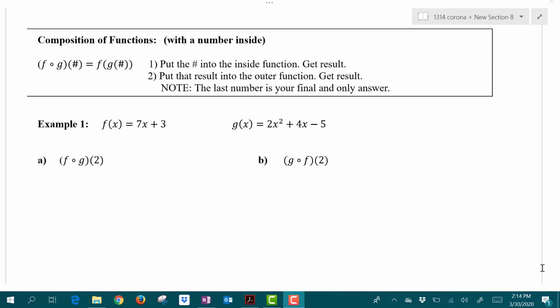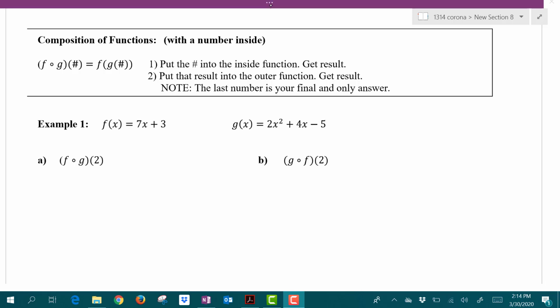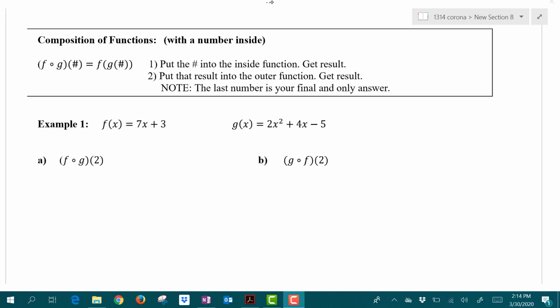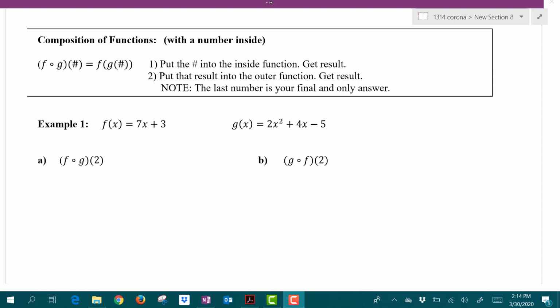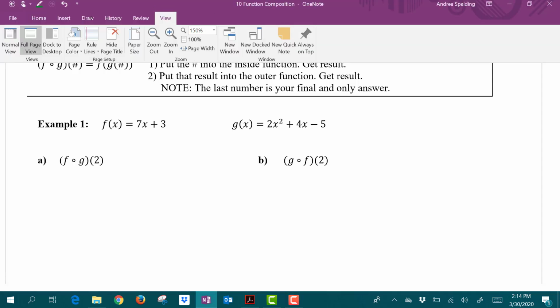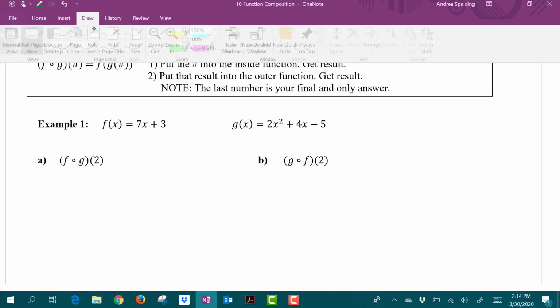The purpose of this video is to give you a refresher on composition of functions. We talked about this in class before spring break, but just to give you a quick refresher on what we mean by composition of functions, we're going to go through this video. These are the same notes that we had in class.